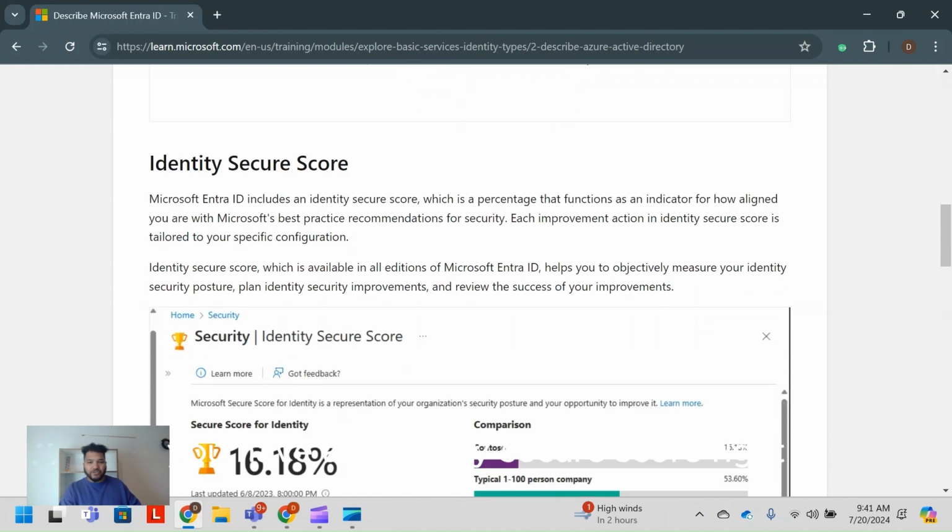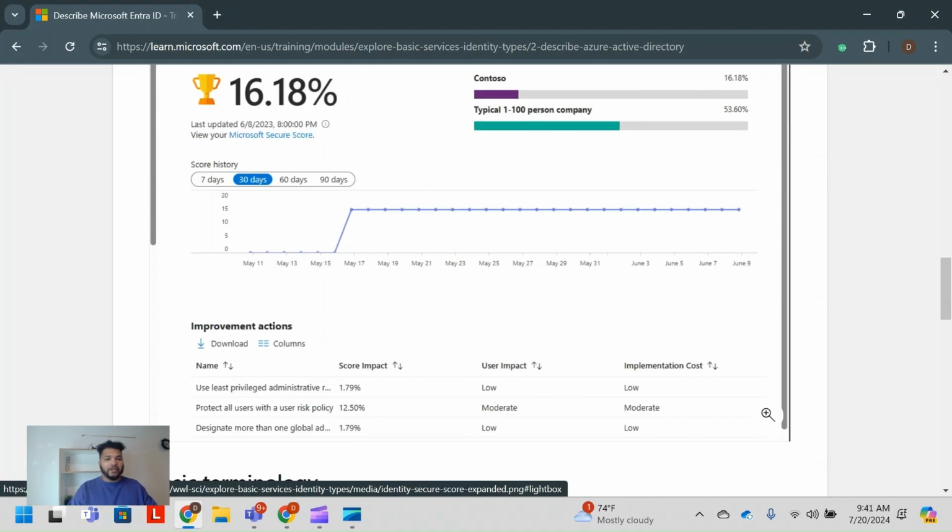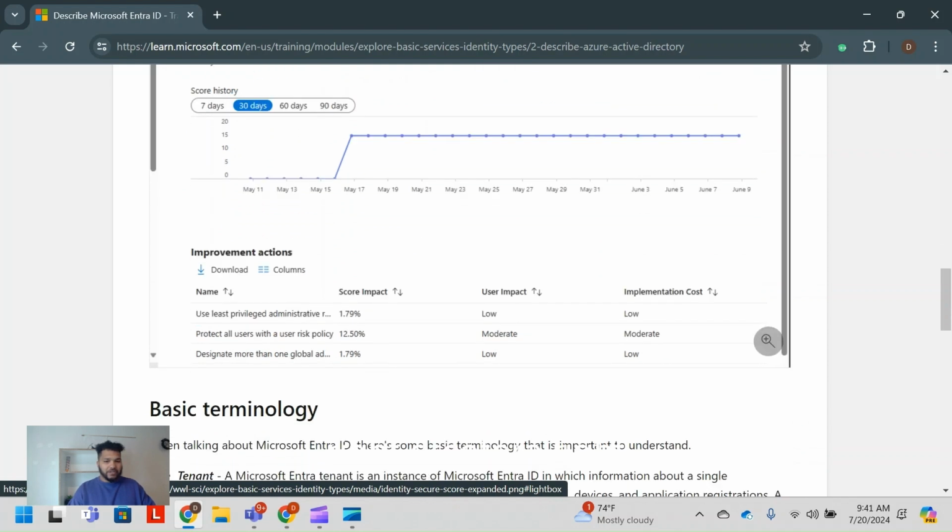You have an identity secure score, right? So this is a percentage that functions as an indicator for how aligned you are with Microsoft's best practices for your security. Each improvement action in your identity secure score is tailored to your specific configuration in your organization. It's available in all editions of Entra ID, no matter your license type, and objectively measures your identity security posture, plans improvements, and tracks the success of your improvements. So you can actually see the recommendations in real time. Here you can see the improvement actions, etc.